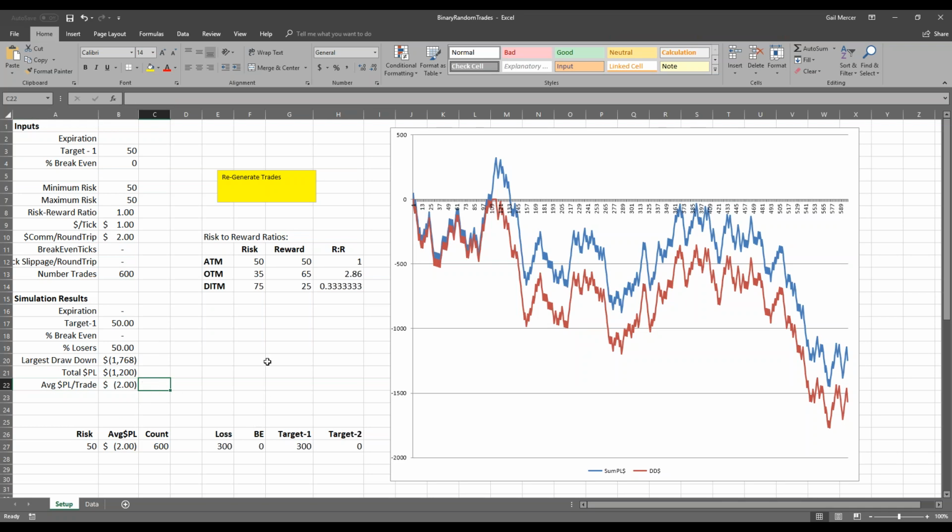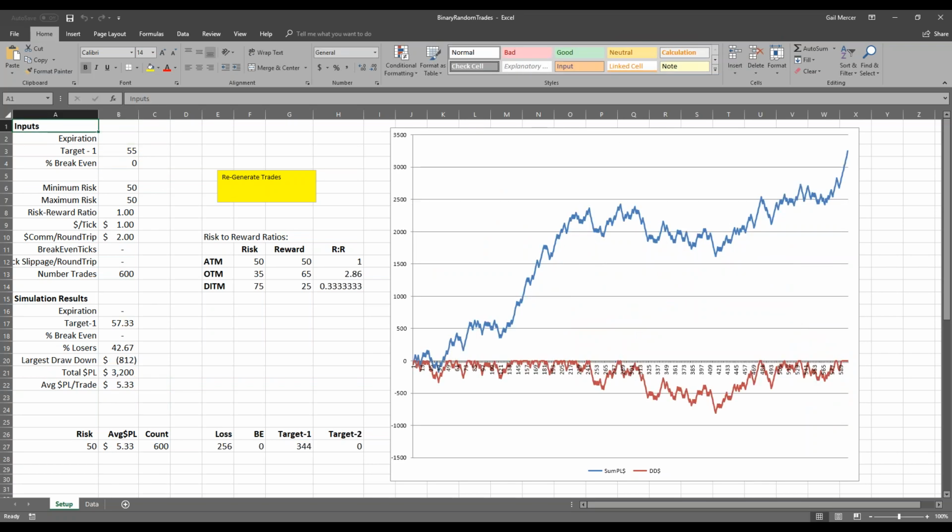So if you're doing just a simple 50-50, risking $50 to make $50 with a 50% profitable trade percentage, you're going to be underwater. What percentage do you need to at least make some type of profit? This is where I can change this target one, and let's just type in 55 and regenerate the trades.